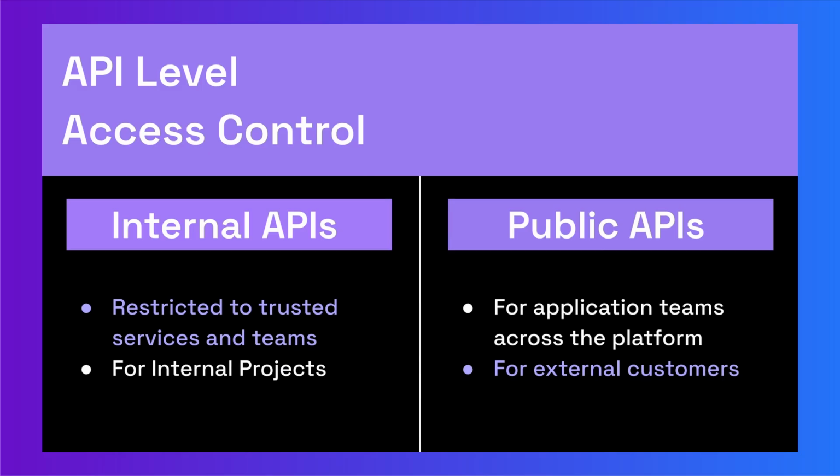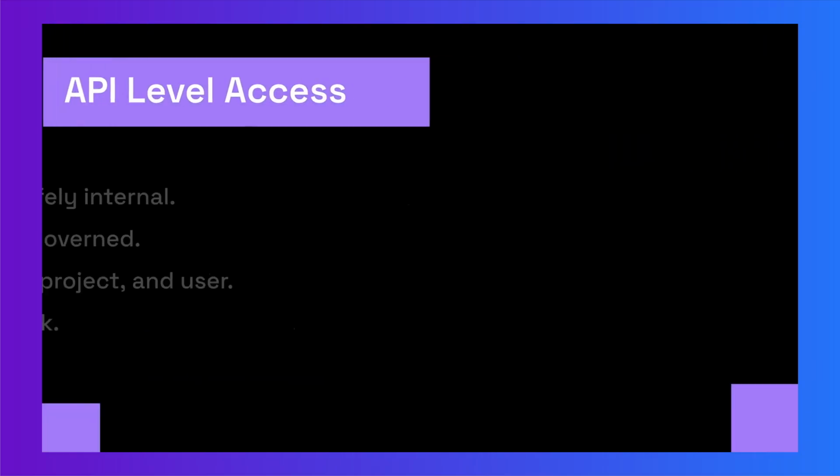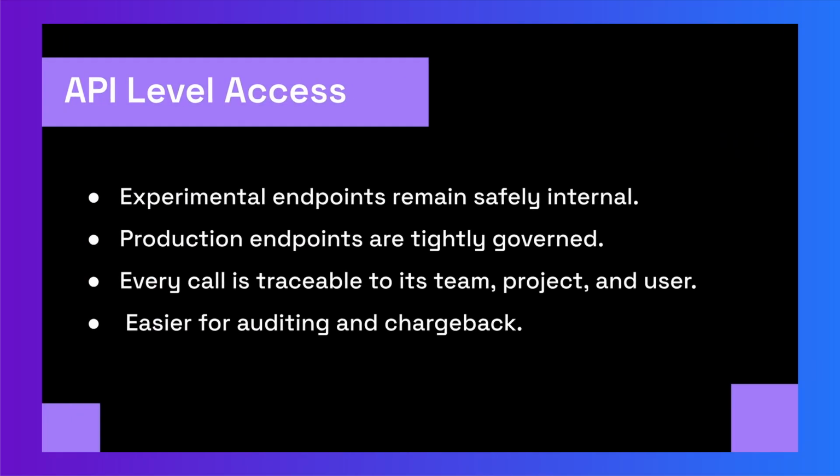Internal APIs are restricted to trusted services and teams, while public APIs can be opened up to application teams across the platform, or even to external customers, depending on how you configure them. The result is a system where experimental endpoints remain safely internal, production endpoints are tightly governed, and every call can be traced back to a specific team, project, and user for both auditing and chargeback.